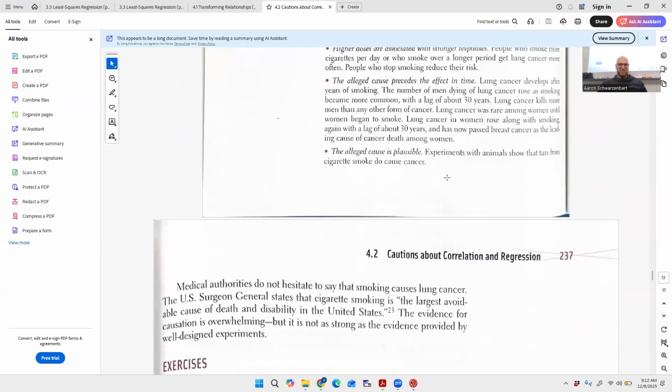And it has been done in experiments with rats. Okay. Do we have true causation? No. Do we have something close enough that we're willing to accept it? Yes. That makes sense? That is your final lesson.